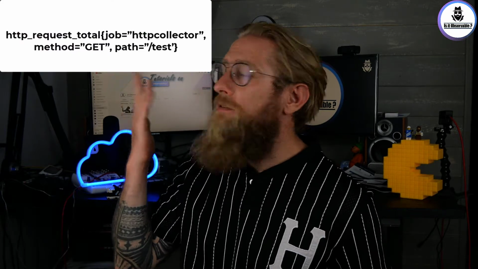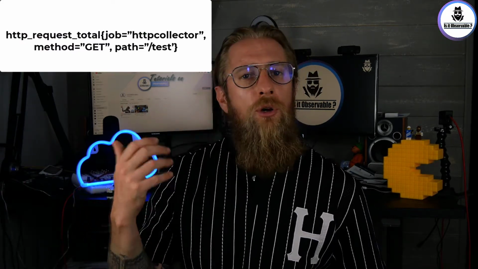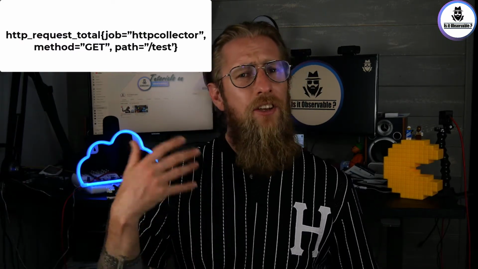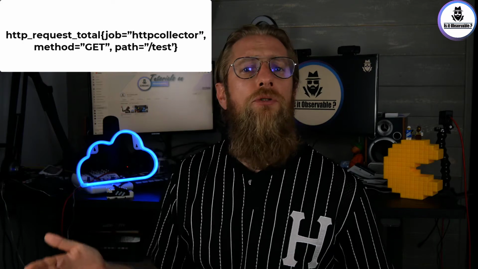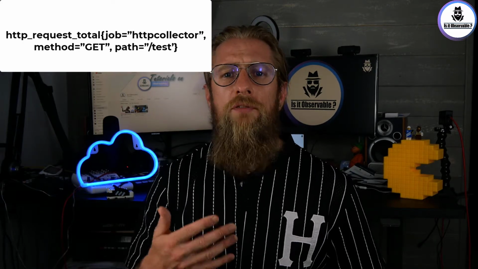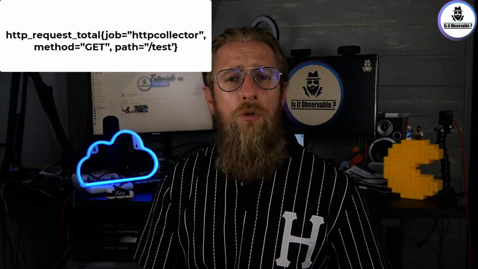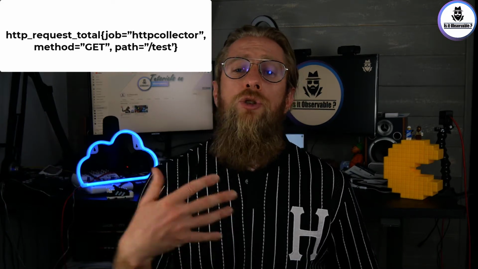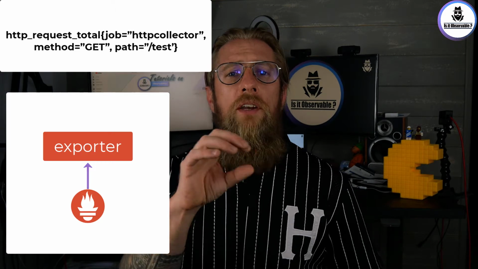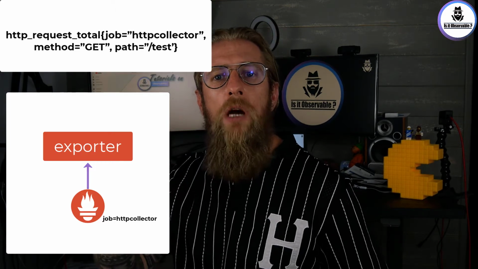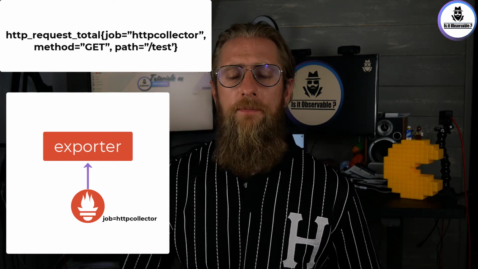So here we have an example of a metric. HTTP request total, and you can see that after the name, there are a couple of various labels that come along with it. So you have usually the job. The job will be, where did I scrape that metric? Basically the job will be the name that you have defined in your scrape configuration file of Prometheus.